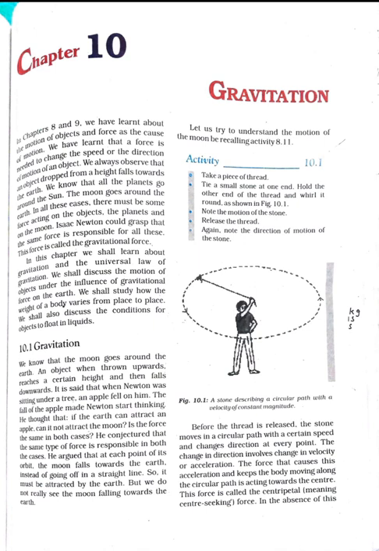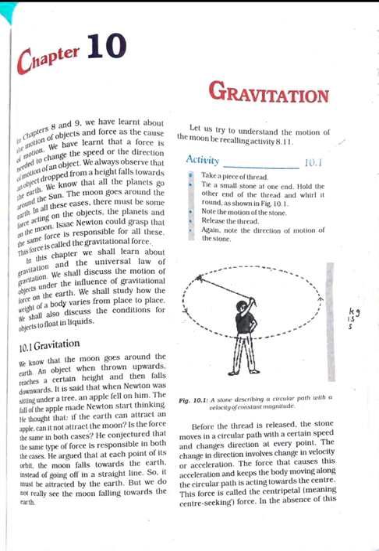Before the thread is released, the stone moves in a circular path with a certain speed and changes direction at every point. We have already studied uniform circular motion. For an object that moves in a circular path, the speed remains the same but the direction always changes. The change in direction involves change in velocity. Where there is a change in velocity, there is an acceleration.